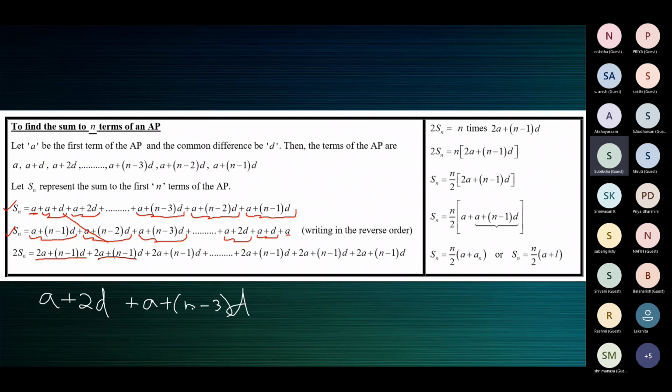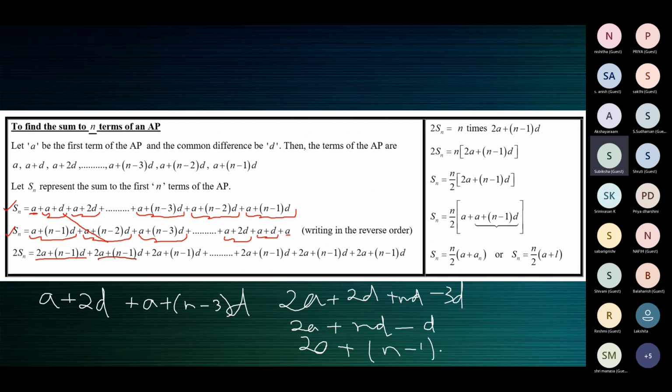So let me just do this alone. A plus A is 2A, plus you have 2D. Then when you open the bracket here, nD minus 3D. So 2A plus nD minus 3D plus 2D is minus D. On taking D common, 2A plus n minus 1 into D, because n into D is nD and minus 1 into D is minus D.